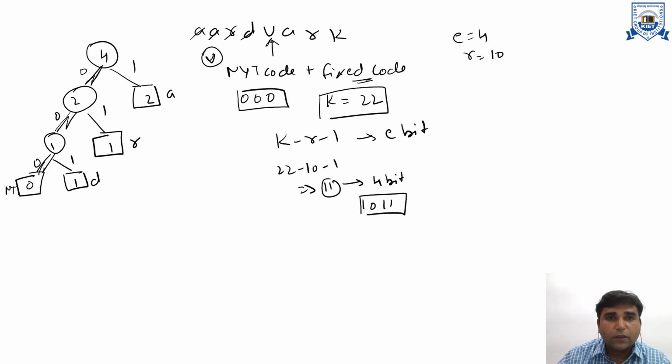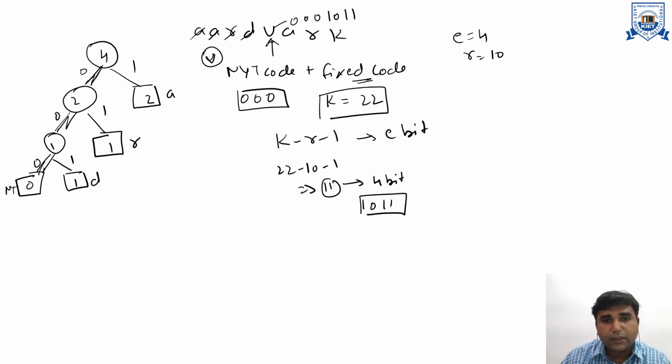So for this symbol B, the code is 0001011. Okay, now we have to update our tree.